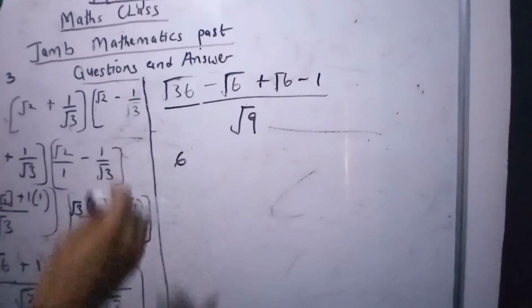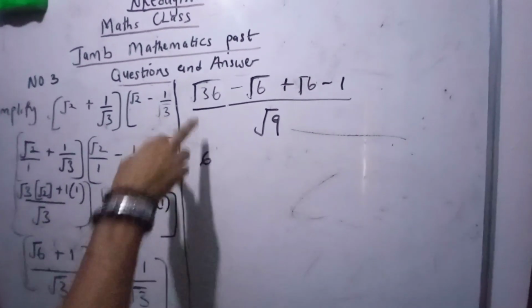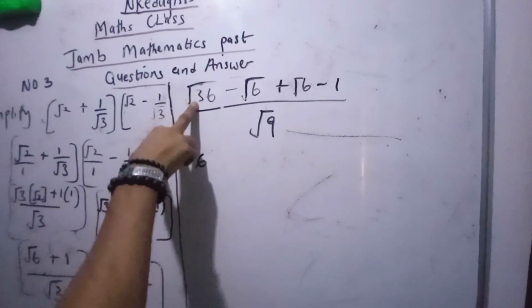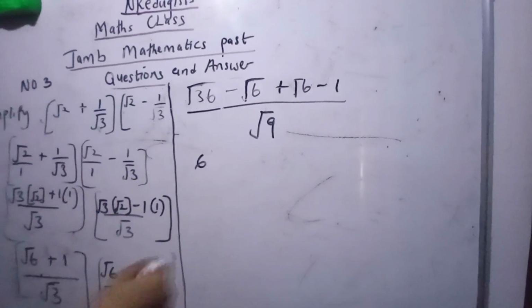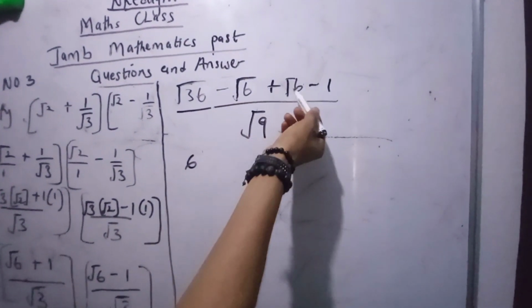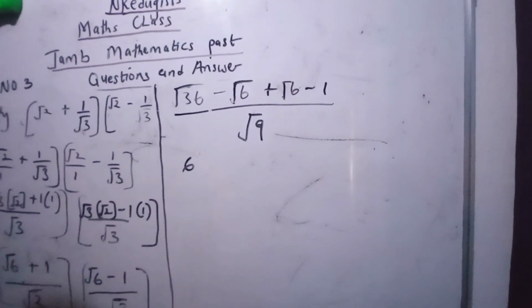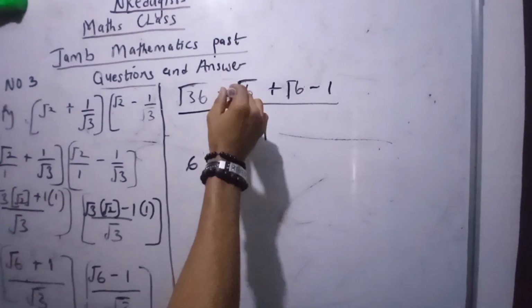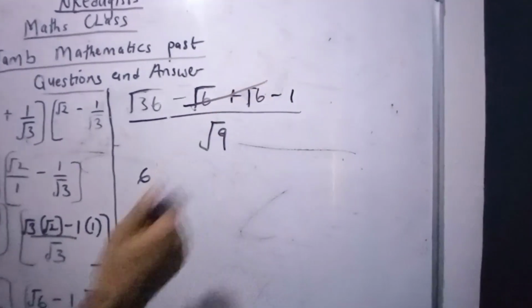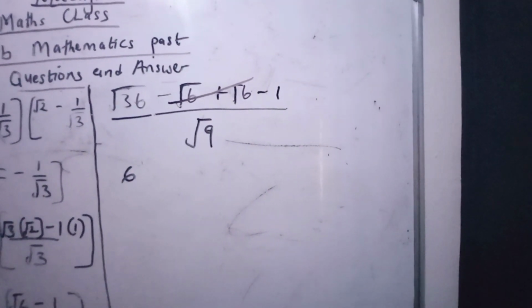Is 6. Because 36 is a perfect number, so we say that the perfect number is that which has a square root. So since 36 is a perfect number, it has a square root. So the square root of 36 is what? Is 6. Then minus √6 plus √6 is what? Is 0. So let's cancel like 0. So it's gone.